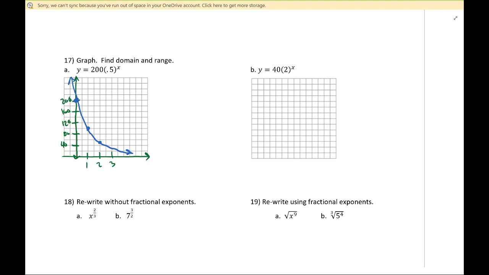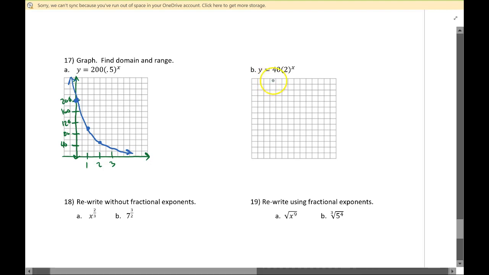All right, on the next graph, we're starting at 40, but you do know that you're multiplying by 2, so we're going to get an 80. So I'd probably count by something that's going to allow us to see those values. So if you want to count by 40s again, that would be fine.